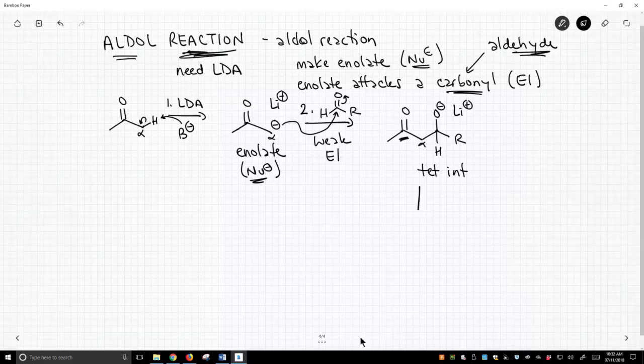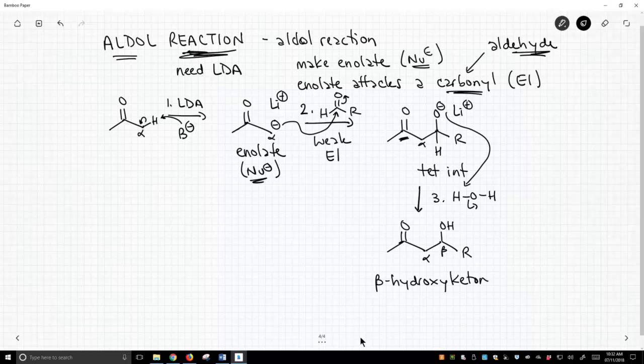What do we do with a tetrahedral intermediate? Well, in the past, we've always protonated. So we're going to have a third step where we add water so that we can neutralize our tetrahedral intermediate. And this is the final product for an aldol reaction. In fact, this type of product has its own name. People call it a beta hydroxy ketone. Why do they call it a beta hydroxy ketone? Well, the position of the hydroxy group is beta relative to our carbonyl. And so when we think of our carbonyl, we think of both the oxygen and the carbon, and so the next door carbon then is our alpha carbon.